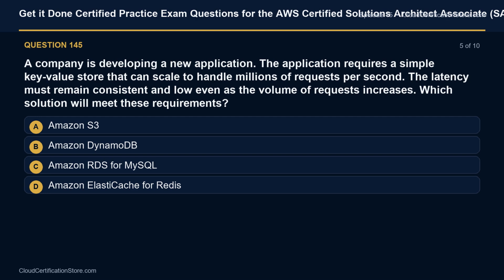Option A, Amazon S3. Option B, Amazon DynamoDB. Option C, Amazon RDS for MySQL. Option D, Amazon ElastiCache for Redis.